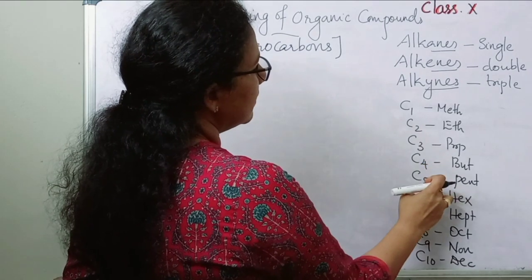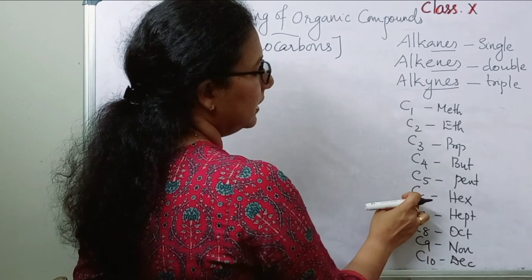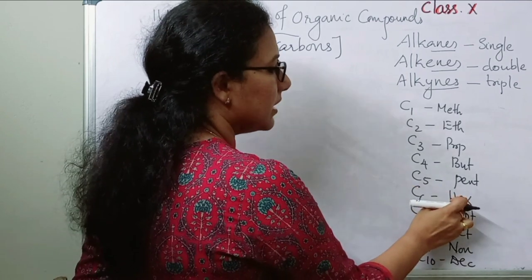So in this case, if there are 5 carbon atoms, the name starts with pent. If there are 6 carbon atoms, the name starts with hex.